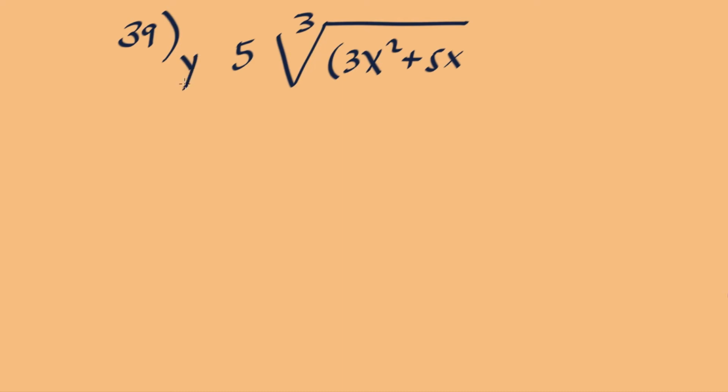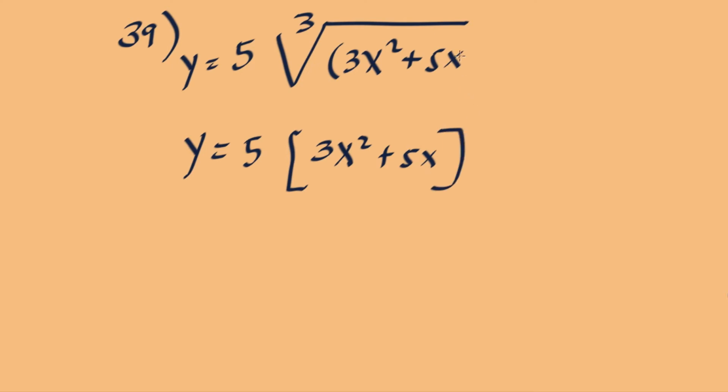Okay, so number 39. Let's say you have a cube root instead: the cube root of 3x squared plus 5x. What is the derivative? If it's something like a cube root or fourth root, then we have to change this to a rational exponent: 3x squared plus 5x, raised to 1 over 3. Then we can use the chain rule.